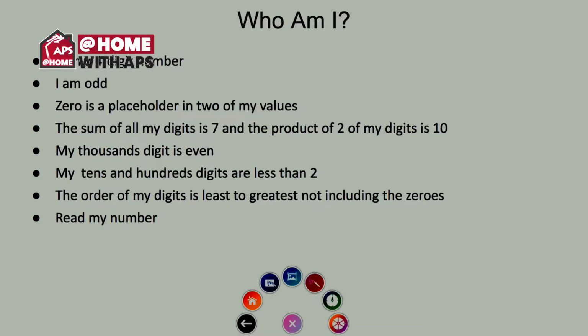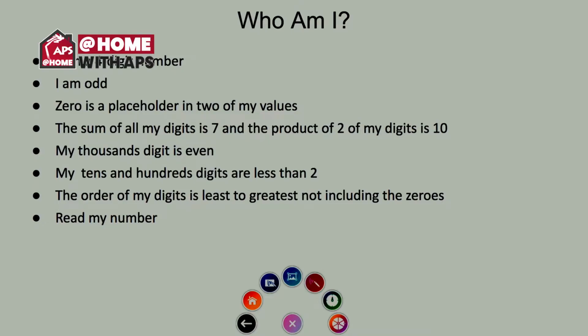0 is a placeholder in 2 of my values. All right, so if I have a 0 in there for 2 of my values, that means when I'm reading that number, I'm not going to say those zeros, right? I'm going to need to think about how I'm going to read that number. The sum of all my digits, okay? I know I got 4 digits, but the sum of all of those digits, including those zeros, is only going to be 7. And the product of 2 of my digits is 10.